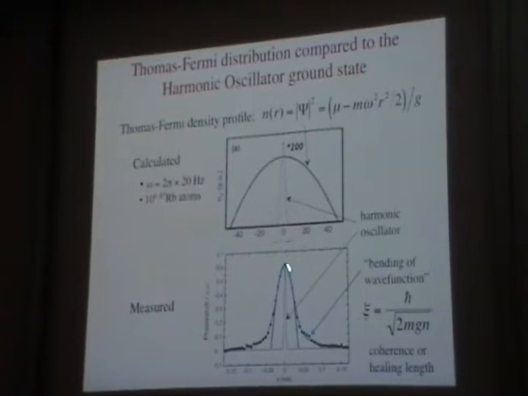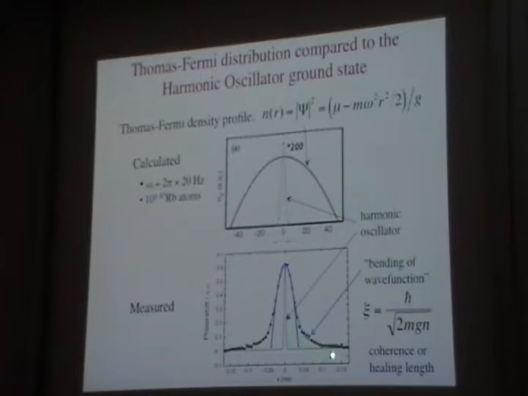And for most of the cloud, it's fit by this inverted parabola having to do with the shape of the harmonic trap. Of course, you'll notice here that in the wings, it doesn't fit very well. That's because when you get to low enough density, you can't neglect the kinetic energy term anymore. And so you're going to have to do a full calculation of the Gross-Pitaevskii equation if you want to know what the shape of the Bose-Einstein condensate is out there.